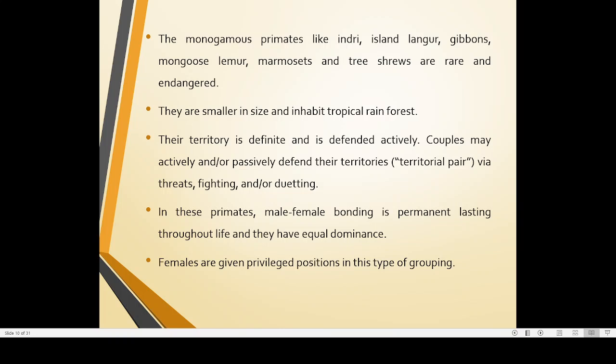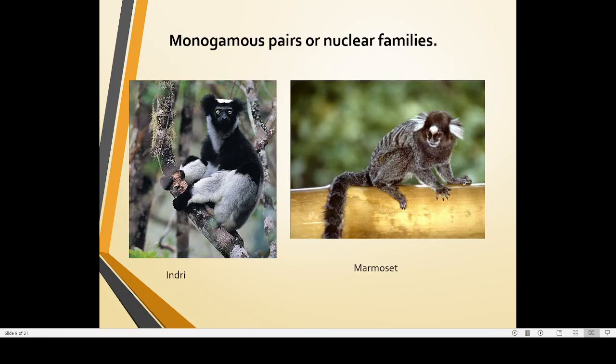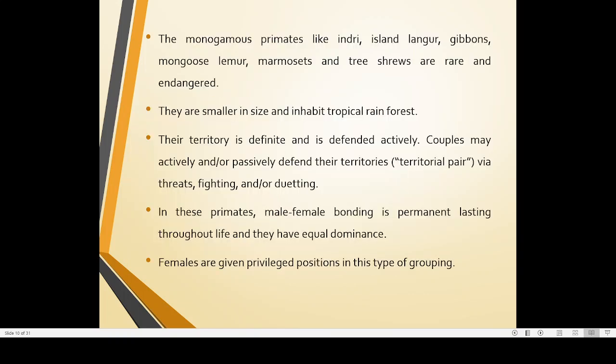The interesting thing is that this male-female bonding is permanent, lasting throughout their life. That is, there is no such thing called divorce and remarriage. Once they are bonded, they remain together throughout their life. That is one difference that we find between animal monogamy and monogamy in human beings; we cannot truly call human beings strictly monogamous. But there are many animals that are bonded for life. Once they are bonded, they remain like that. If one member dies, they will not form another pair again.